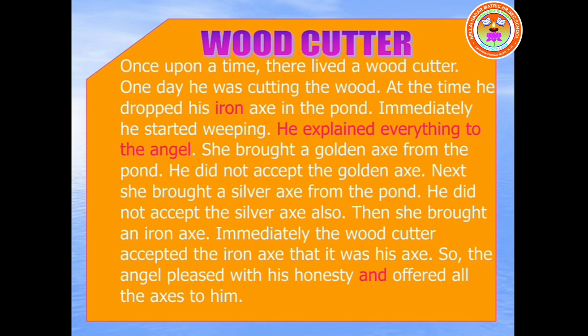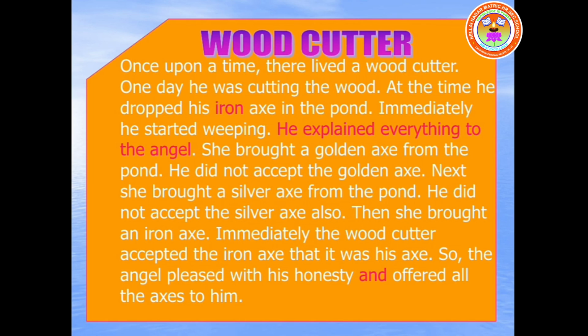Woodcutter. Once upon a time, there lived a woodcutter. One day, he was cutting the wood. At the time, he dropped his iron axe in the pond. Immediately, he started weeping. An angel appeared before him. She asked the woodcutter what the matter was. He explained everything to the angel. She brought a golden axe from the pond.